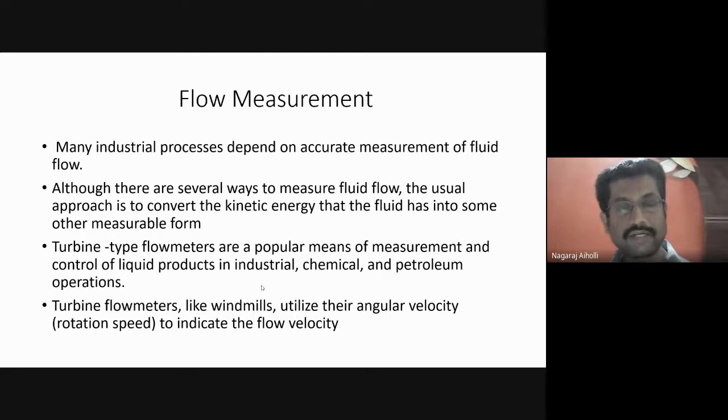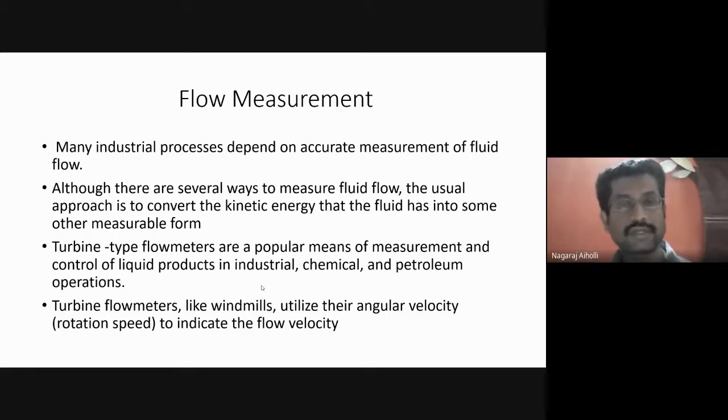So these turbines have blades, right? Whenever the fluid strikes the turbine blades, the blades will spin, or they will rotate. That is because of the kinetic energy of the fluid that is striking the blades and making the blades spin, to rotate.